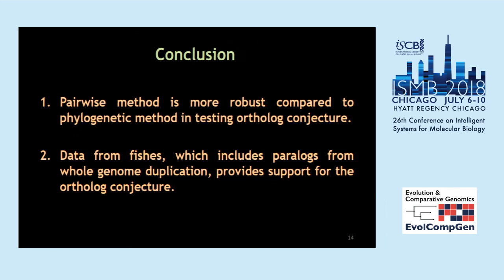From this, we conclude that the pairwise method is more robust compared to the phylogenetic method in testing ortholog conjecture, and data from fishes, which includes paralogs from whole genome duplication, provides support for ortholog conjecture.